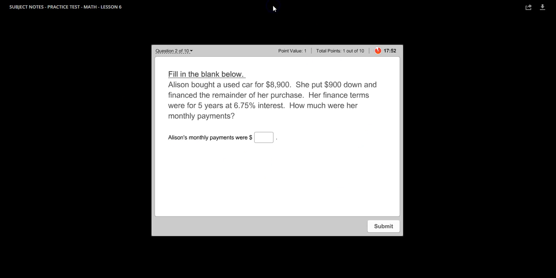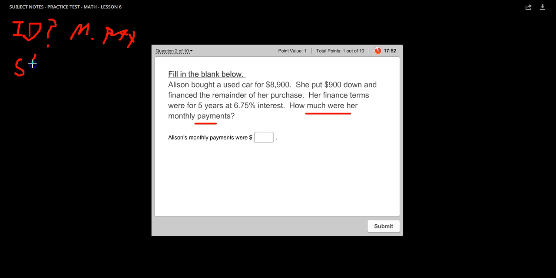Okay, so for this question here, a couple things you got to think about. The very first step you want to do is ID the question, and we know the question here is: how much were her monthly payments? So we'll use M for month and then pay. So we're looking for the monthly payments.